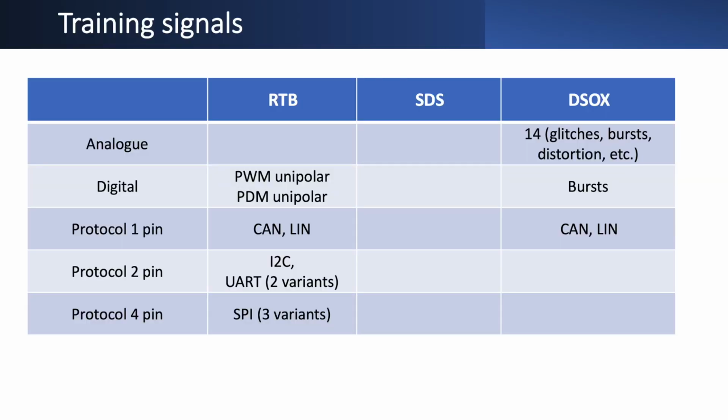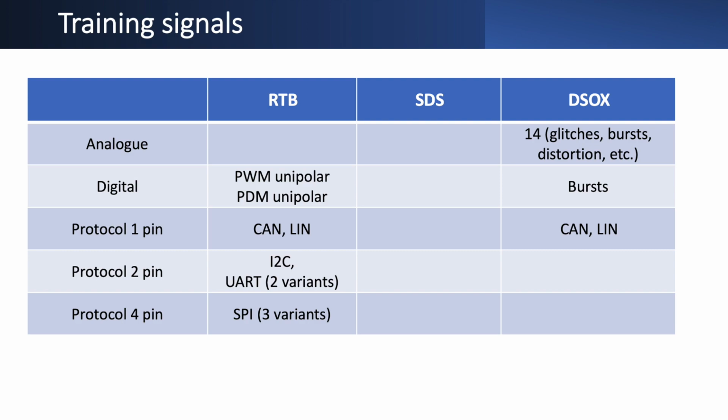Coming to the end of today's episode, I want to quickly look at the training signals that these devices can generate, because they can be particularly useful in order to solve particular situations, but also get yourself a little bit more acquainted with how the systems work. So such training signals are offered by the RTB and by the Keysight DSOX. The Siglent does not provide any training signals at all. So let's first look at the RTB then.